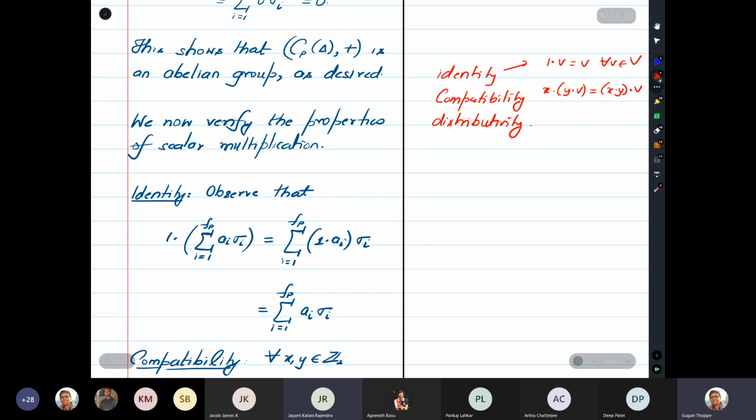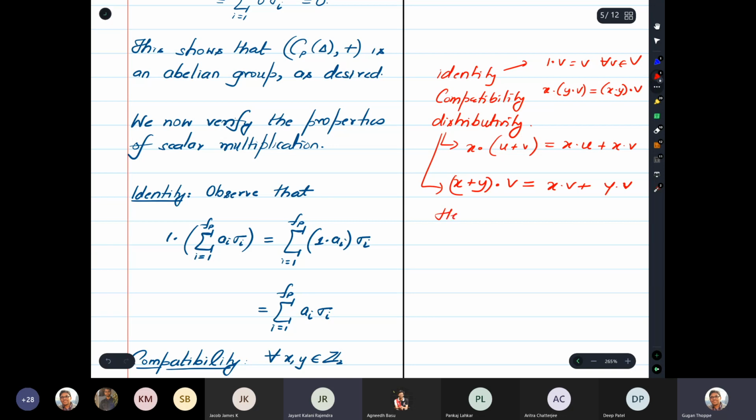And the distributive property, we have to verify two things. One is that x dot u plus v equals x dot u plus x dot v, and x plus y dot v equals x dot v plus y dot v. Here your x and y's are elements of your field, and u, v, etc. are all elements of your set. Is this okay? So these are the three properties that we will now try and verify with regards to the scalar multiplication operation that we have defined.